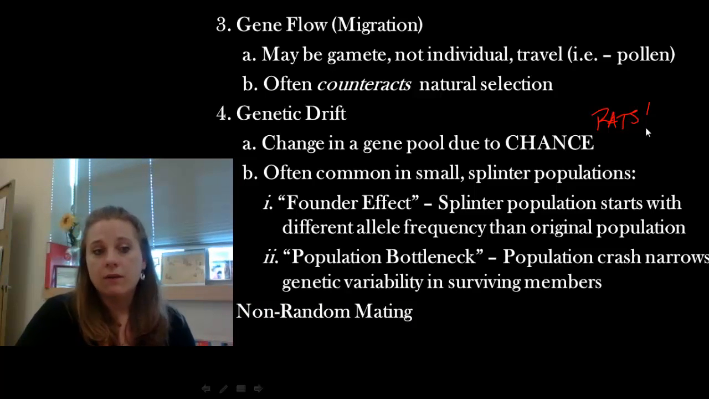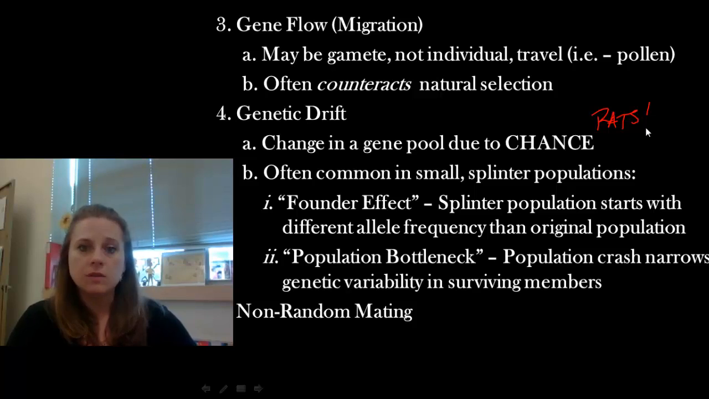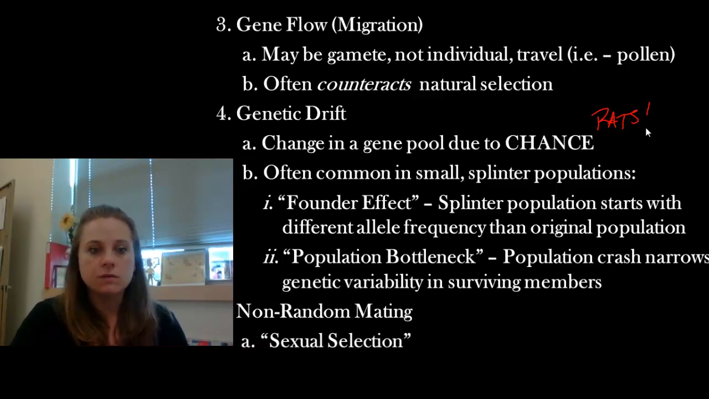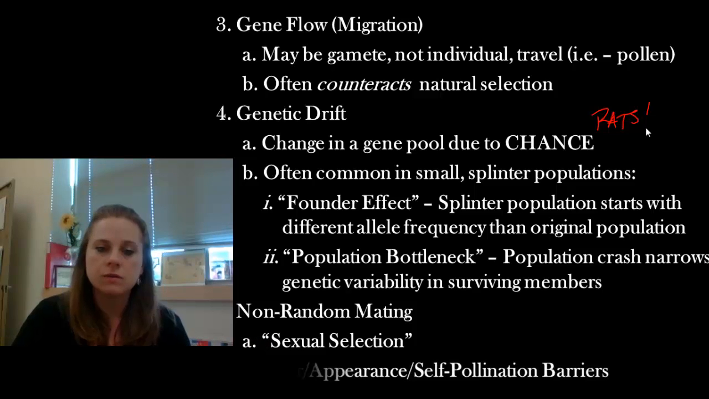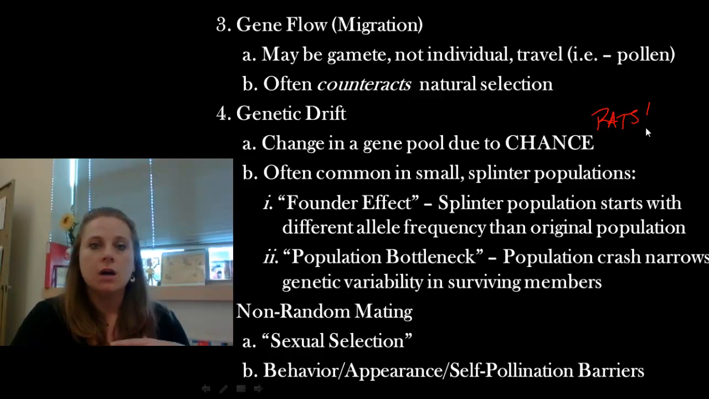And then if we have non-random mating, if organisms are specifically selecting against other ones for mating purposes, that's going to influence change down the road. And we as humans do this with things like dogs and like racehorses and stuff like that. And we refer to that as sexual selection. Things like behavior, appearance, self-pollination barriers, all of those kinds of things try to prevent that from happening.